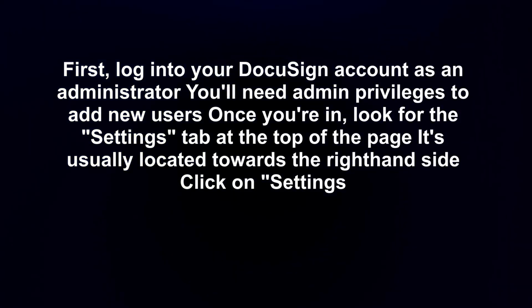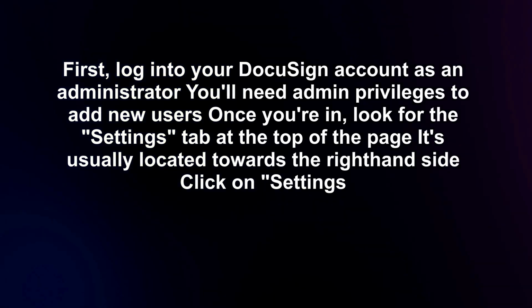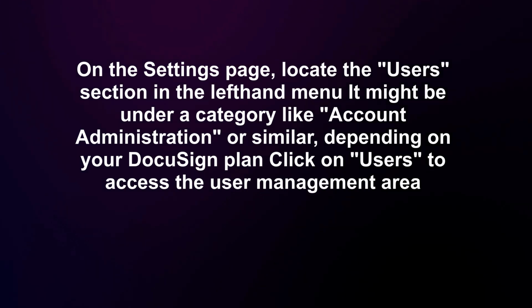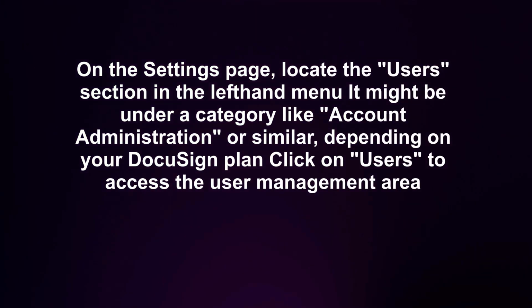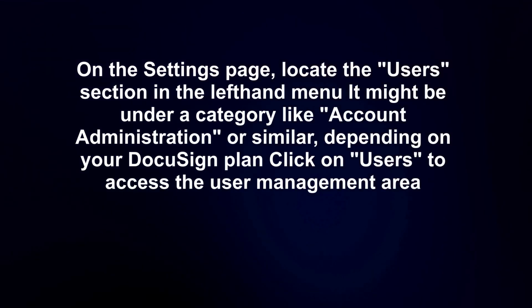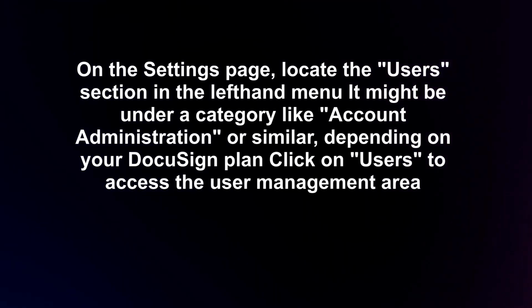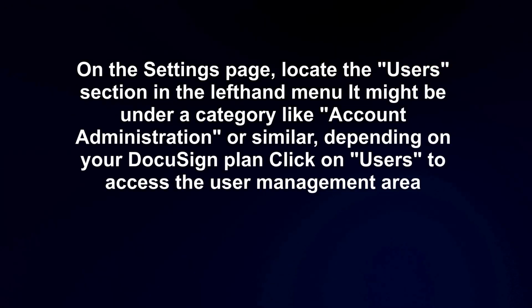Look for the Settings tab at the top of the page. It's usually located towards the right-hand side. Click on Settings. On the Settings page, locate the Users section. In the left-hand menu, it might be under a category like Account Administration or similar. Depending on your Docusign plan, click on Users to access the User Management area.